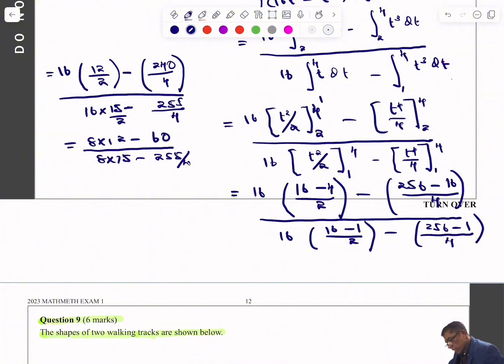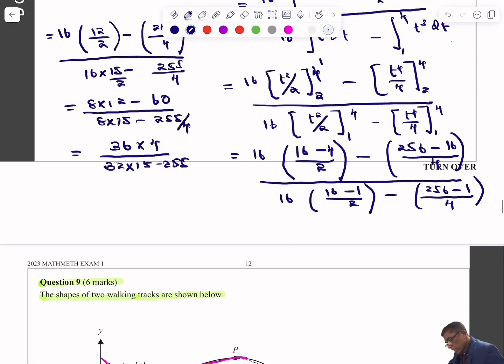This can be written as 36 times 4 over 32 times 15 minus 255. It is 36 times 4 divided by 225. The answer is 144 over 225.